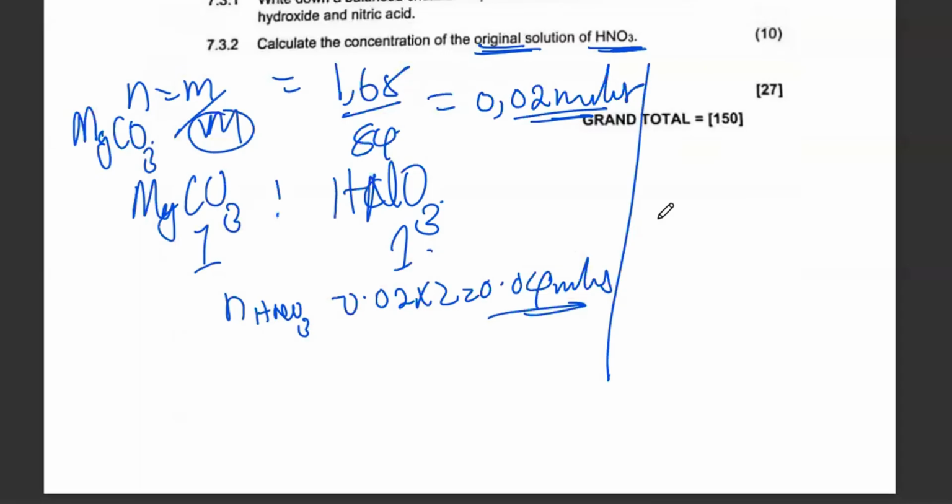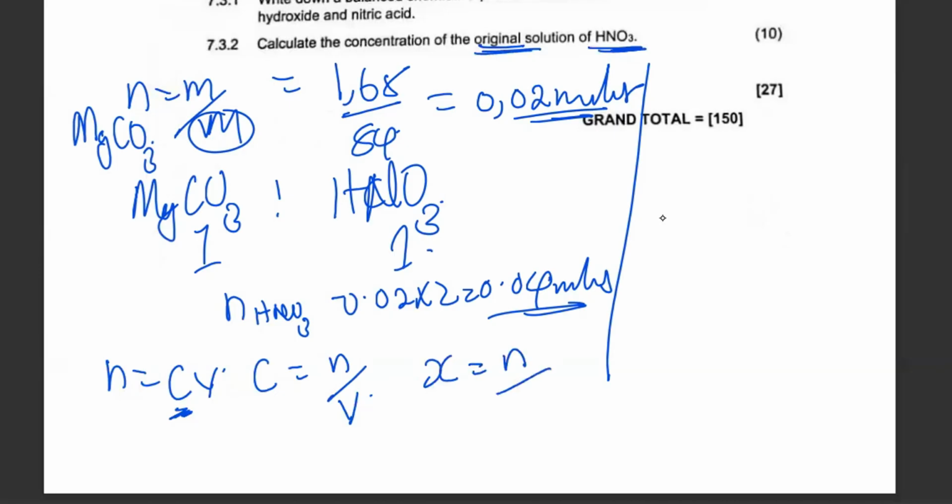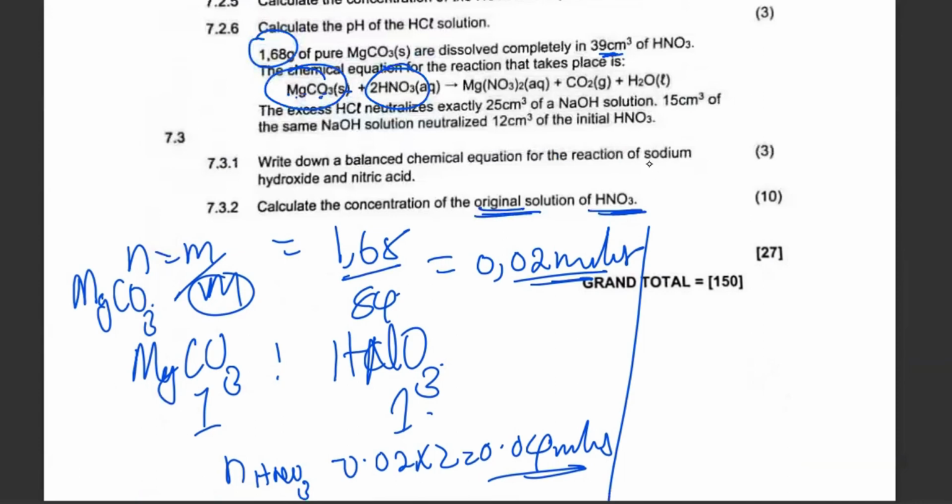Now I need to know the concentration of the acid. Remember, number of moles is equal to concentration times volume, isn't it? But what am I looking for? I'm looking for the concentration. Therefore, concentration is equal to number of moles over volume. Do I know the concentration? I don't. Do I have the volume? Yes, they gave it to me here. So it is 39, therefore I divide it by 1,000.